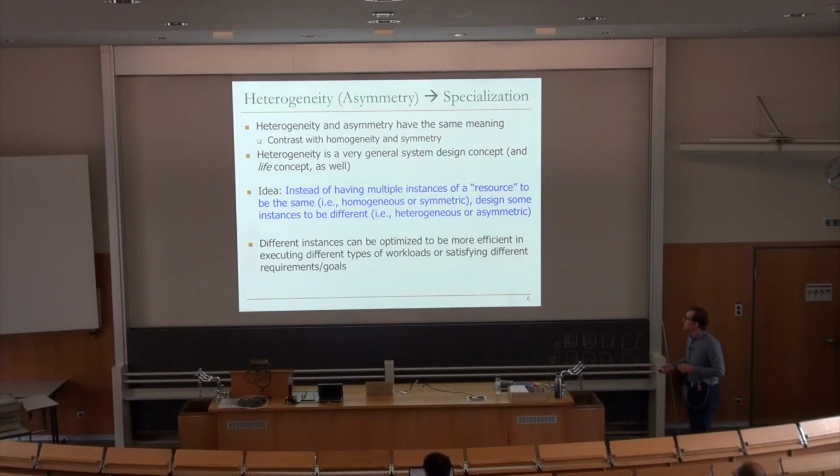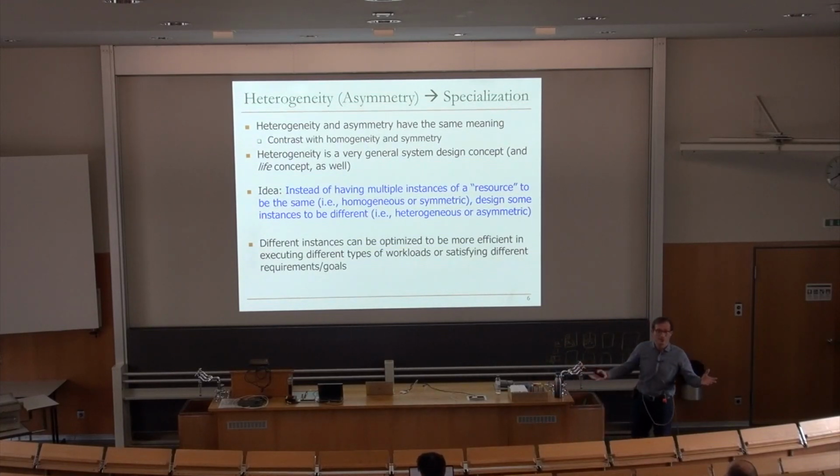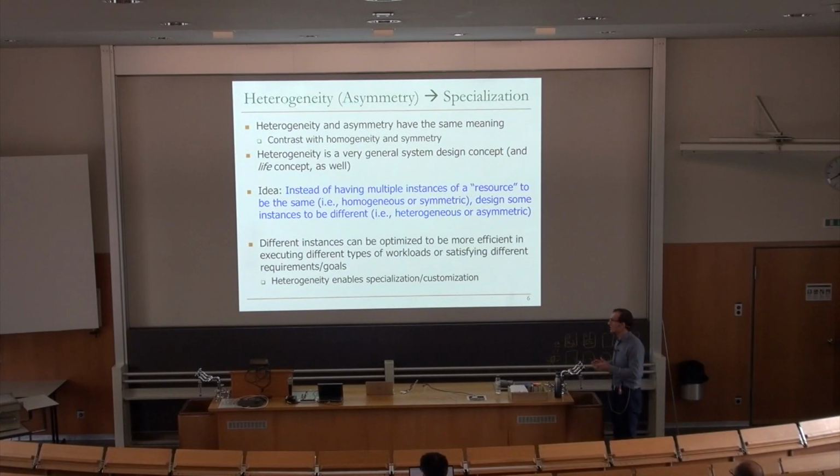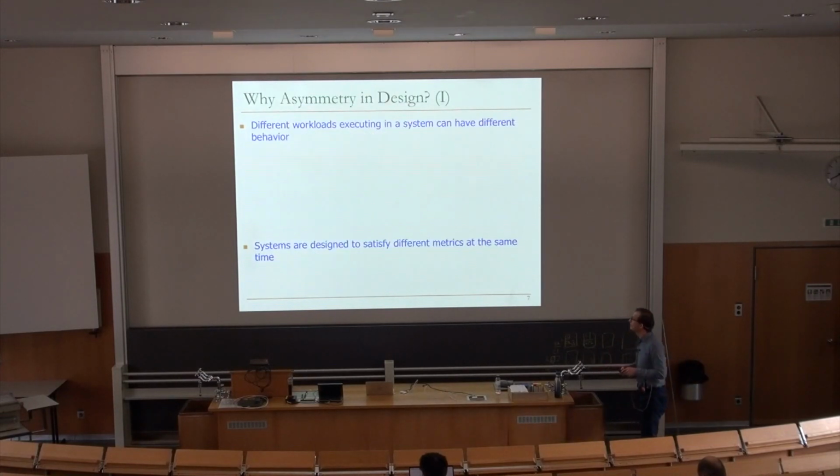Different instances can be optimized to be more efficient in executing different types of workloads, for example, or satisfying different requirements and goals. You may have different reliability requirements, and you may have different cores that provide you different reliability guarantees, right? Or performance or power. You can actually have this on every metric, and you have different combinations of the metrics. Of course, design space complexity grows if you do that. This enables specialization and customization, and if you understand your computation and what you're trying to do really well, you can map your pieces of computation to these different resources such that you maximize some metric or multiple metrics at the same time.